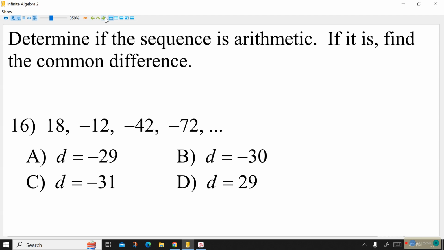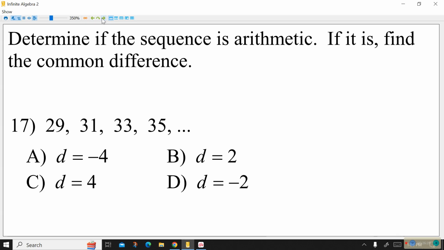For 16, we have a new sequence that is decreasing. So we know it's not going to be a positive number. This is going to be going down every time. And when I look at this term, it's kind of obvious to see it's going down by 30. This one's going down by 30. And so this one also is decreasing by 30 because it takes 18 steps to get back to 0, and then another 12 in the negative direction. So that's 30 steps. So we can see that our common difference is -30.